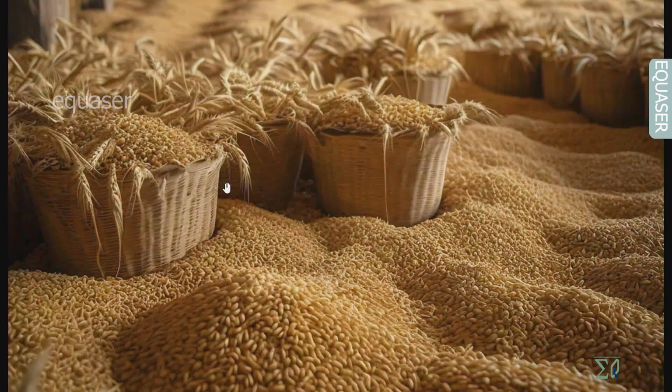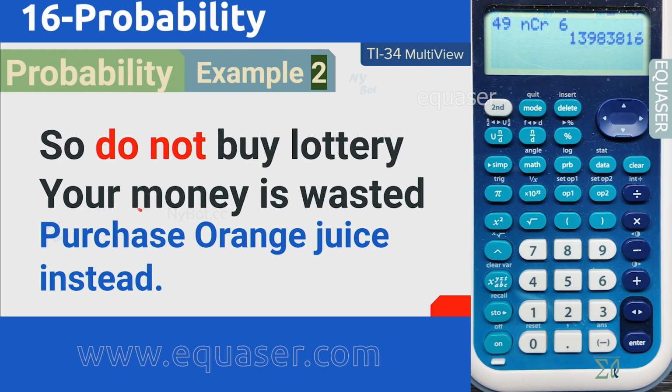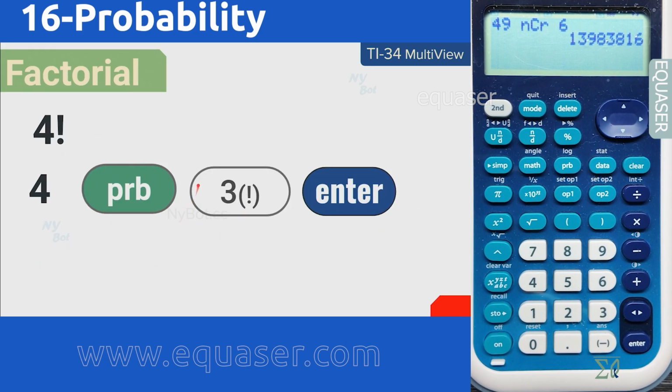To understand it better, let's say you have a room with 14 million grains of wheat or rice. Each grain has a number that represents a lottery number. Your number is also written on one of the grains, which is your lottery number. Now you ask somebody to enter the room and pick one grain and bring it, and you hope that he will pick yours. That is how low your chances of winning are. So do not buy lottery, your money is wasted. Purchase orange juice instead.